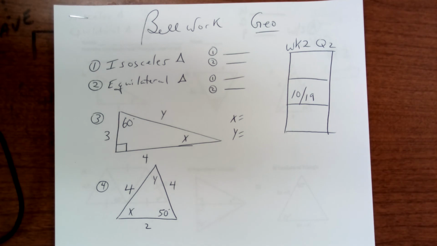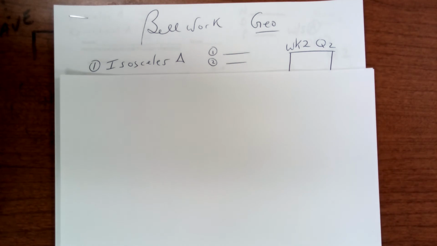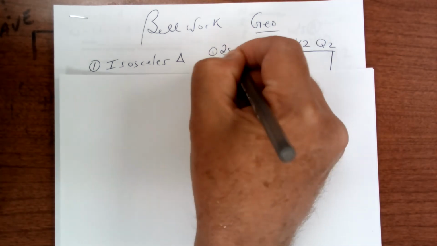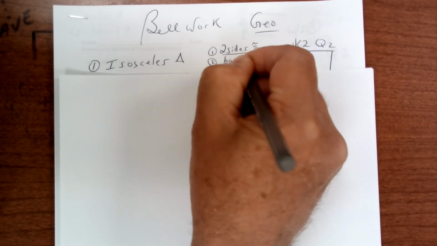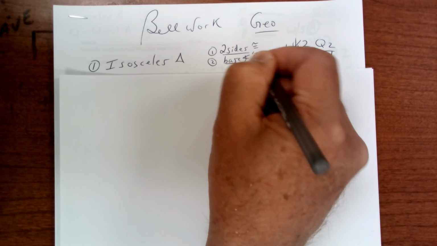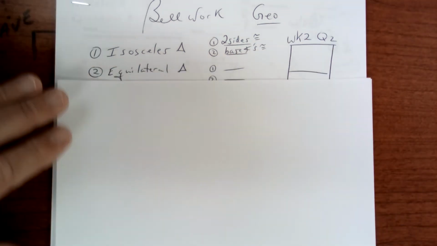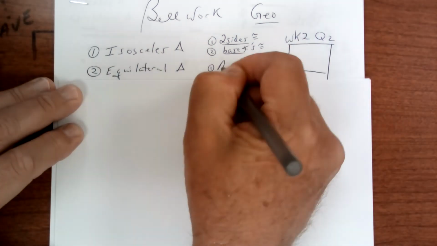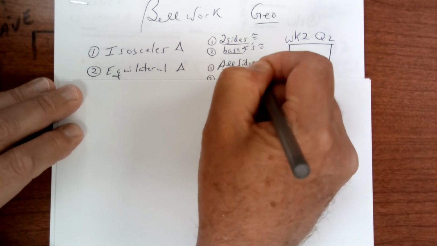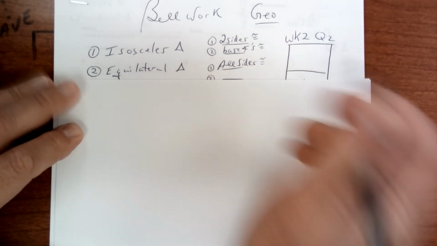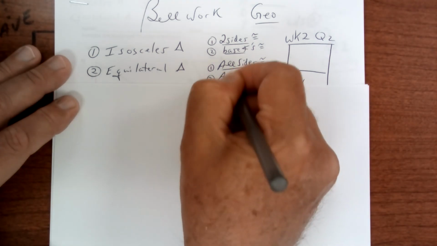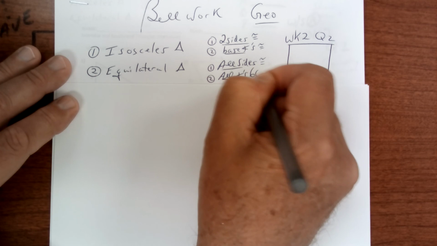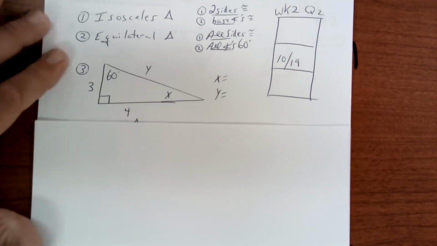Well, what is an isosceles triangle? An isosceles triangle has two sides congruent and base angles congruent. An equilateral triangle has all sides congruent and all angles are 60 degrees. Let's take a look at this one.